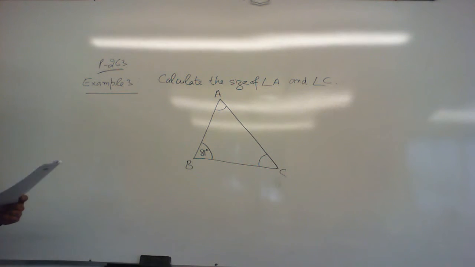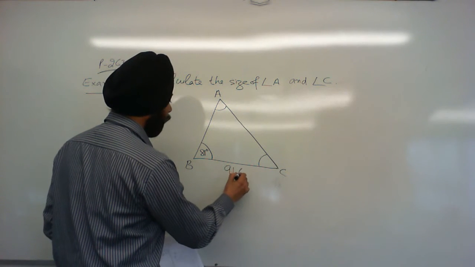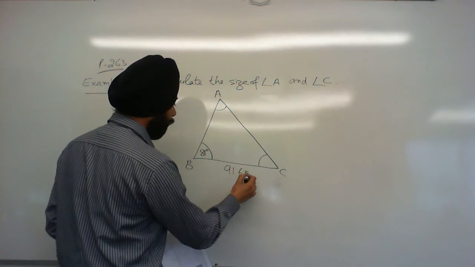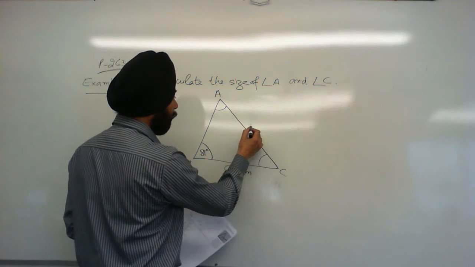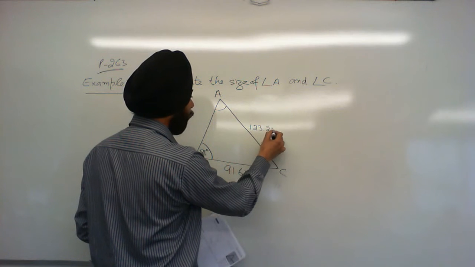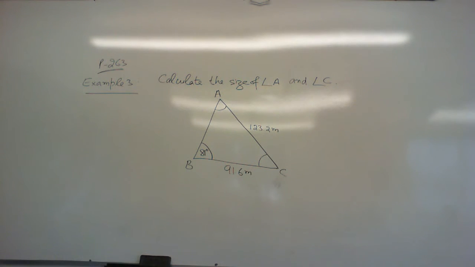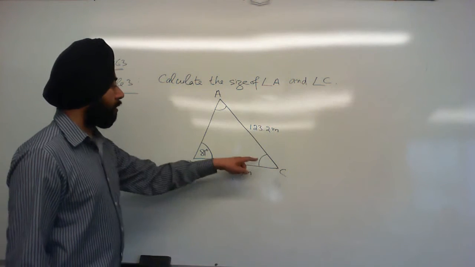Right? The side lengths are given. This length is given as 91.6 meters. And this side length is given 123.2 meters. So let's see how we will find this and this angle.